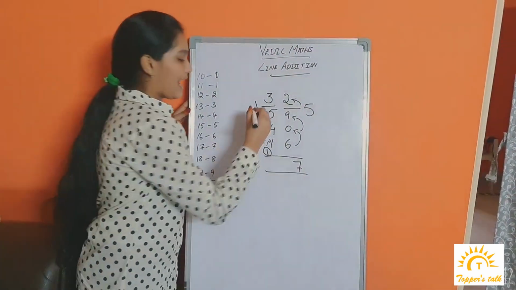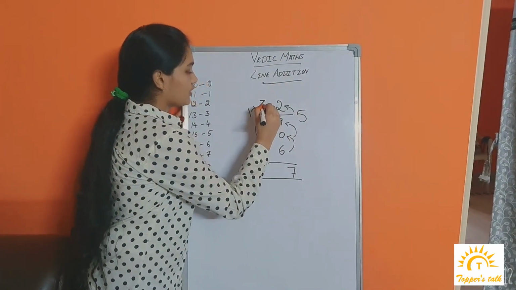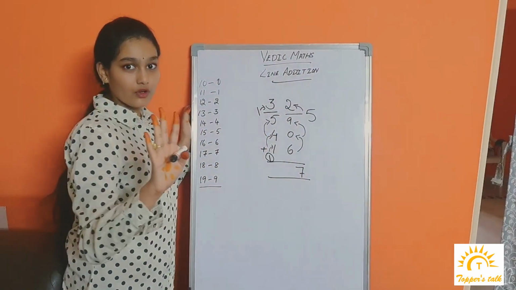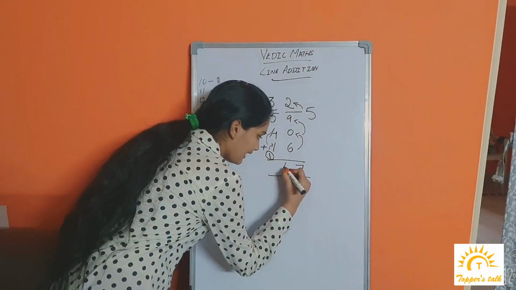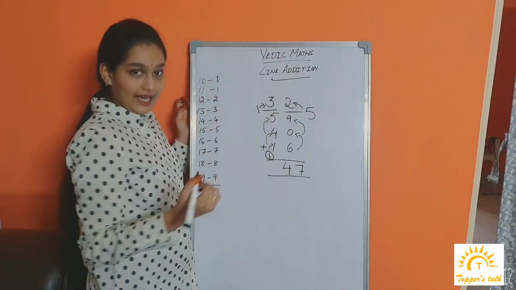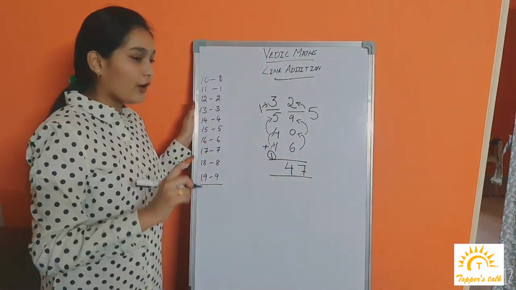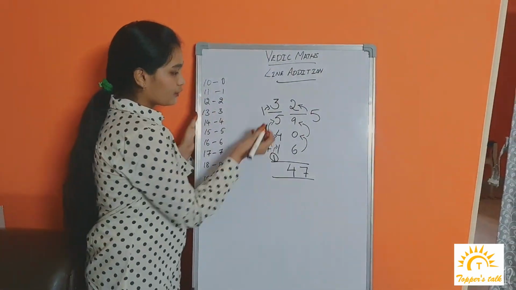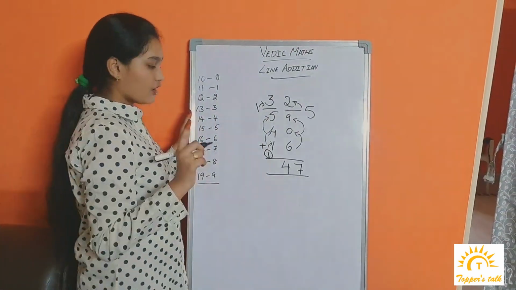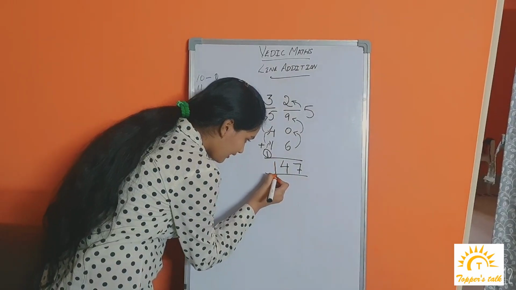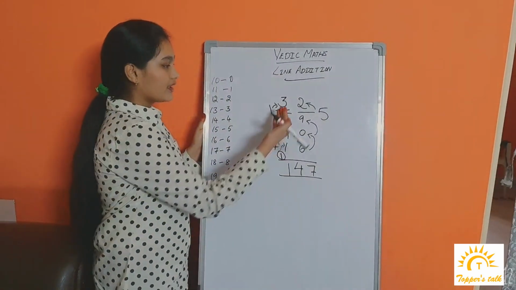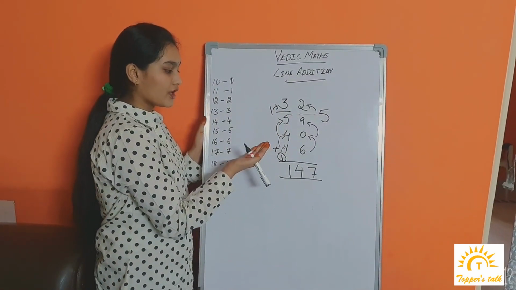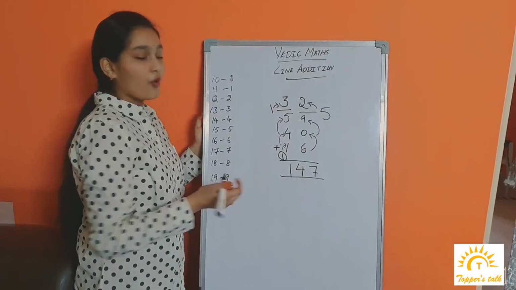Now we should add this 1 to this 3. 3 plus 1 is 4. So now we should write that 4 below in the answer. Now count how many lines you drew in the tens place. We drew only one line. So we have to write that 1 here. So 32 plus 59 plus 40 plus 16 is 147.